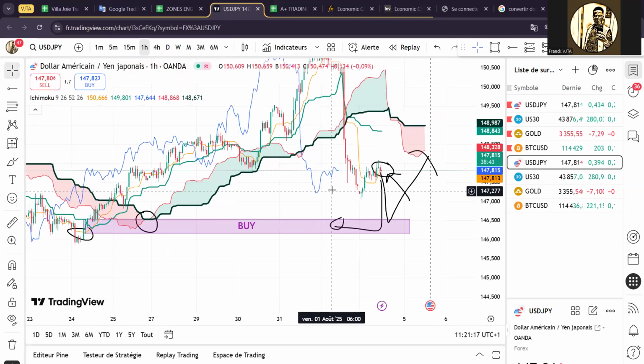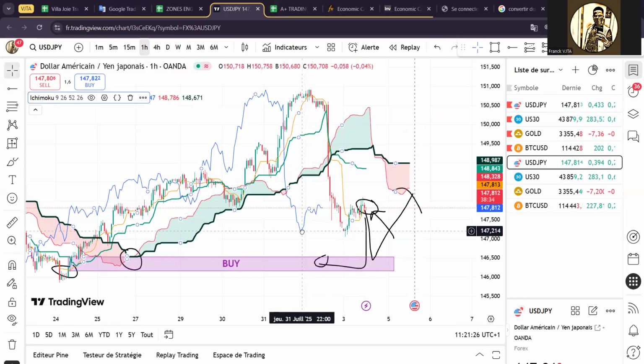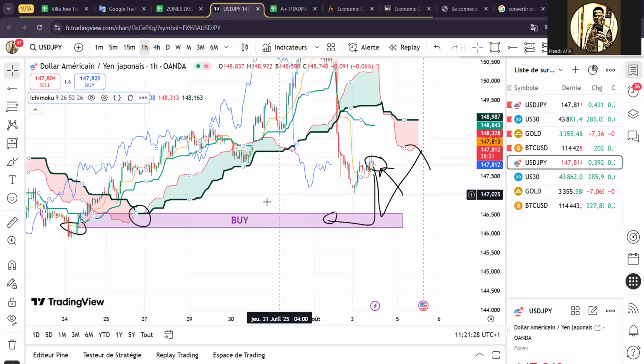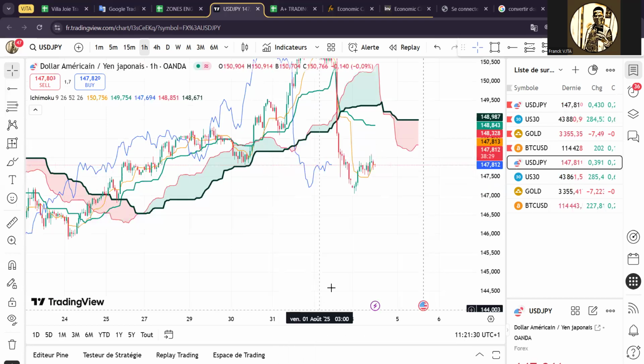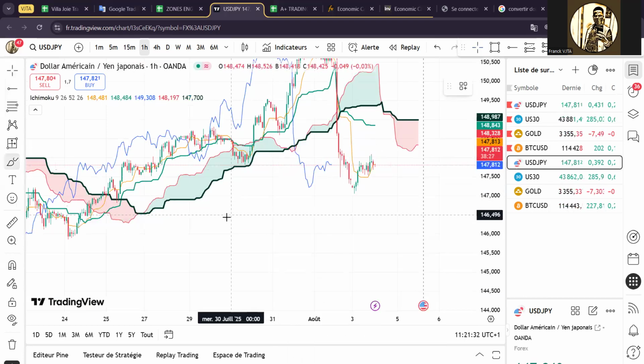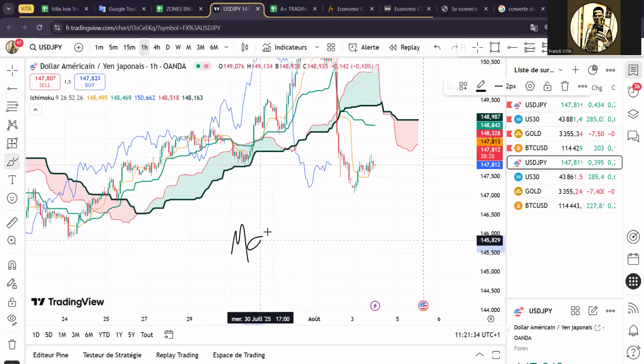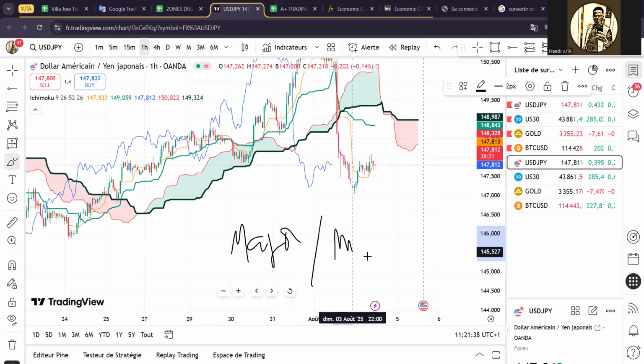So now that's how you identify it. That's the mechanical way to identify the zones. Now I want to talk to you about two types of zones. We have major zones, and then we have minor zones.